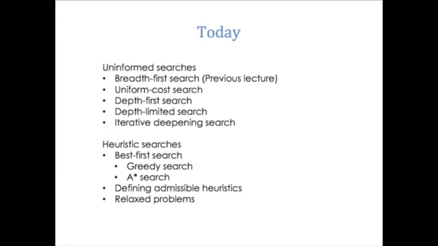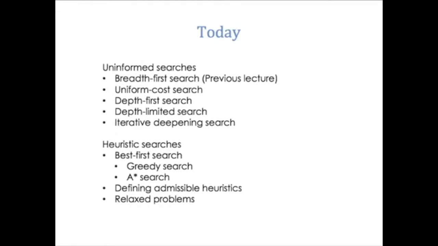So today, we're going to conclude looking at uninformed searches. We've already looked at breadth-first search, but today we'll look at uniform cost search, depth-first search, depth-limited search, and iterative deepening search. And we'll also look at searches that are informed by knowledge of the search process itself, which are more generally called heuristic searches.